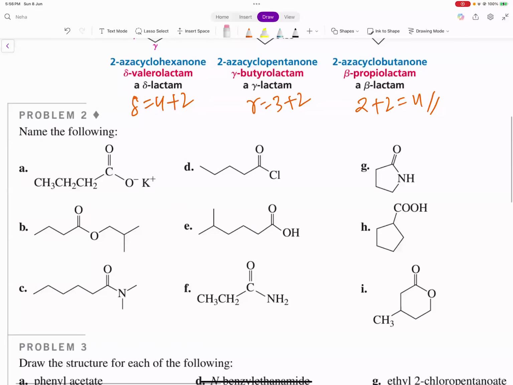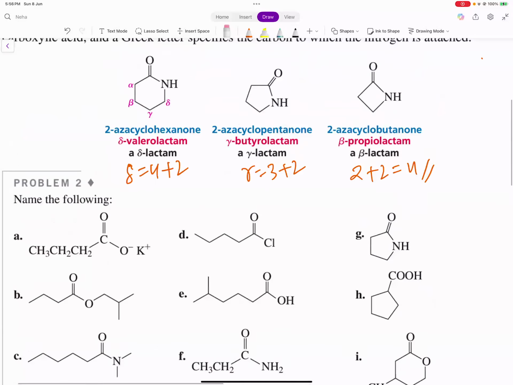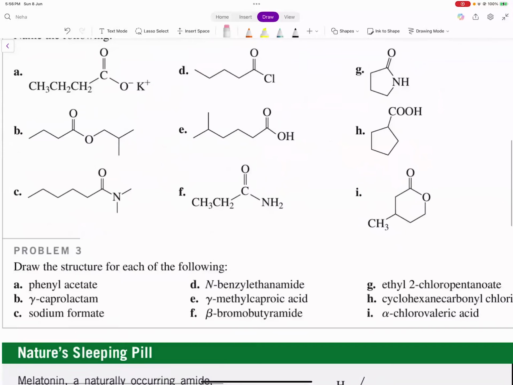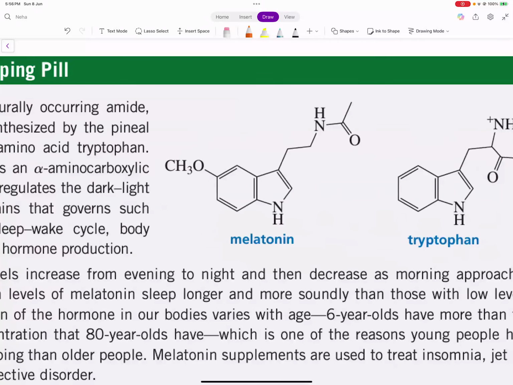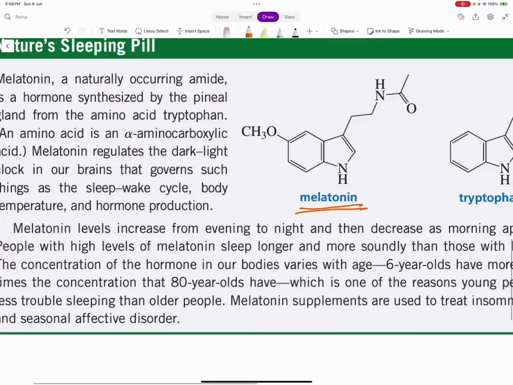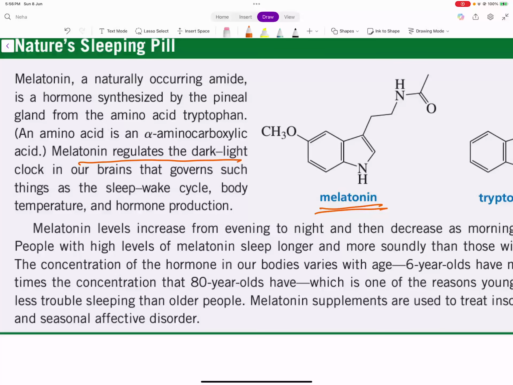This is important, so I think we are done with this. Now this is nature's sleeping pill. If we have a low level of melatonin, we are not able to sleep. So we want a high level of melatonin, because melatonin regulates the dark-light clock in our brains that governs such things as the sleep-wake cycle, body temperature, and hormone production. See how important this is. And this is an amide, right?